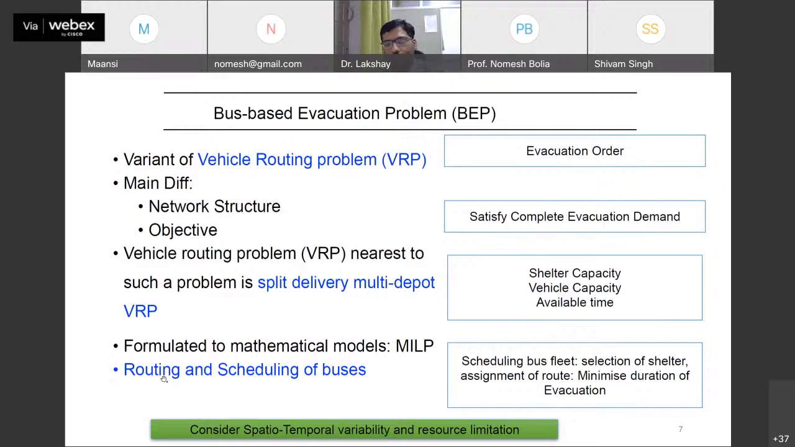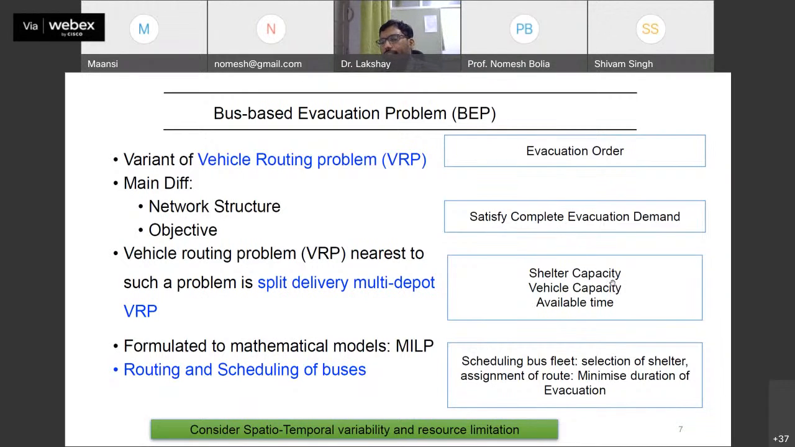As I told you at the start, you need to decide the routing and the scheduling of buses: what route they should follow, at what time, and to which shelter they should go. So in this framework, you can see what the exact problem is. Once the evacuation order is issued, there is an evacuation demand. Like in the Operation Ganga case, around 1300 Indian students needed to be shifted. So first the order is placed, to bring them. And then the second step is the demand that is there.